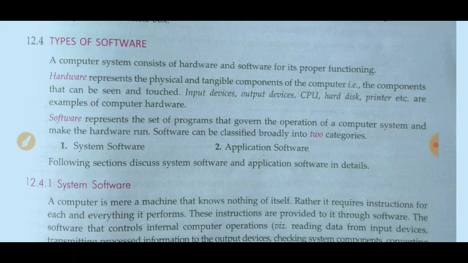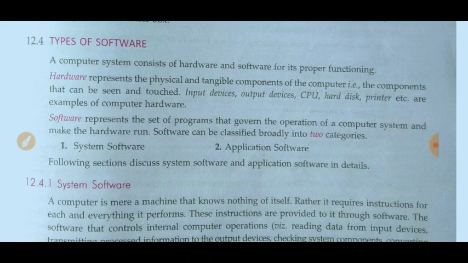Today in this session we will discuss types of software. But before starting this topic, first we will understand about the computer system.